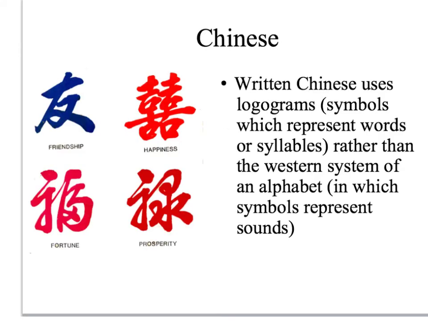In the Western system of writing, we use alphabets in which symbols represent the sounds themselves, such as A, B, K, G. Chinese, however, use logograms. These symbols actually represent the whole word or short syllables. So here we have the symbol for friendship, happiness, fortune, and prosperity.